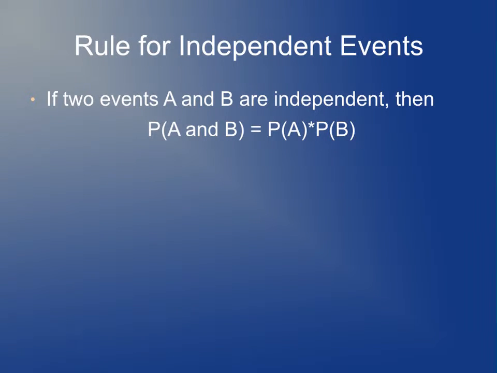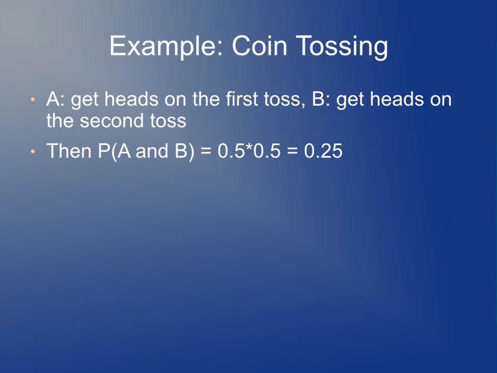At any rate, the reason we care about independent events is because if two events A and B are independent, then the probability that A and B both occur is the probability of A times the probability of B. So, simple coin tossing example: if A is you get heads on the first toss and B means you get heads on the second toss, the probability of both A and B is equal to 0.5 times 0.5, which is 0.25, consistent with what we got earlier in the lecture when we just divided the number with two heads by the size of the outcome space.